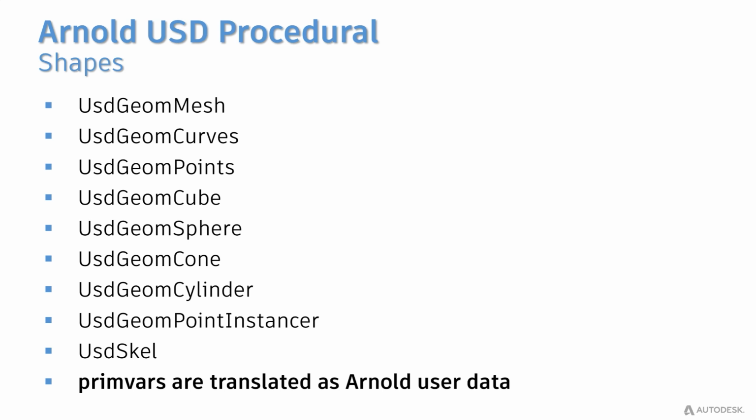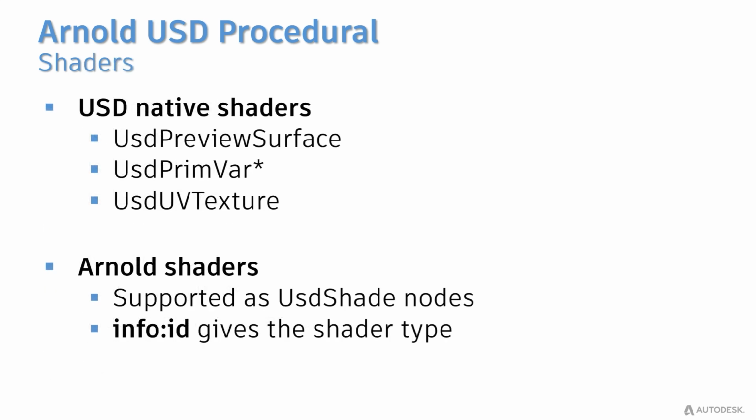The procedural supports the vast majority of USD shapes. It's important to note that prim vars are translated as user data and thus available in Arnold to drive the shading, for example. While we support the few native USD shaders, this is not enough for production rendering. That's why we also support all the Arnold shaders as USD shade nodes, where the info ID attribute contains the Arnold shader type.